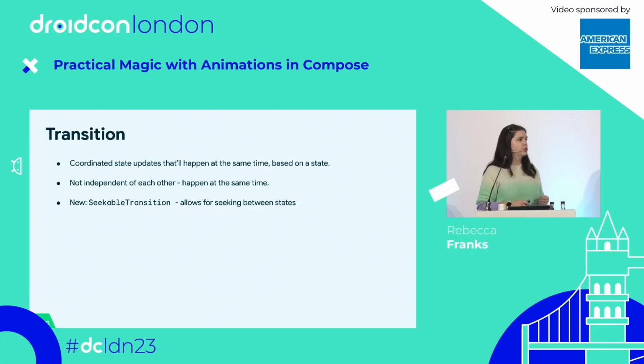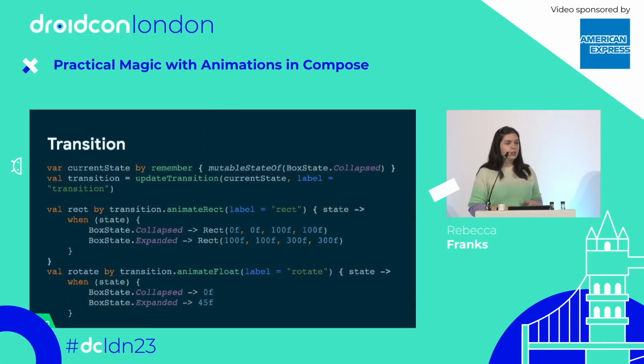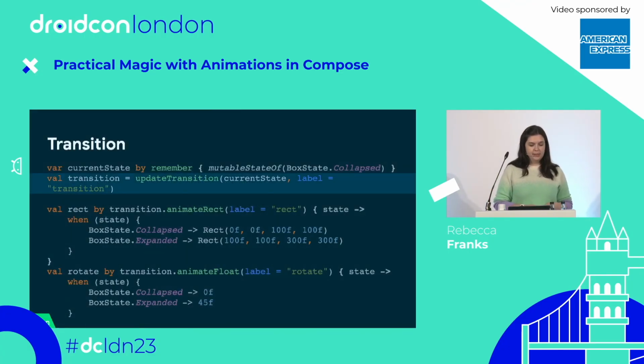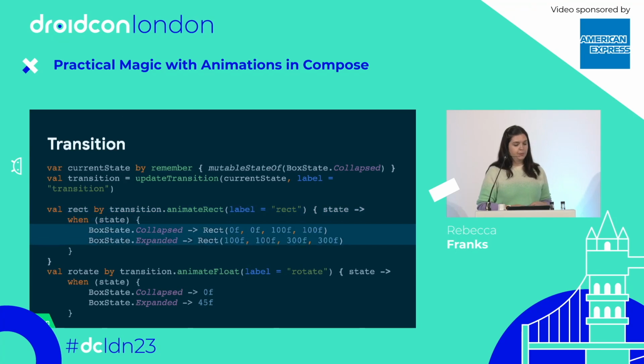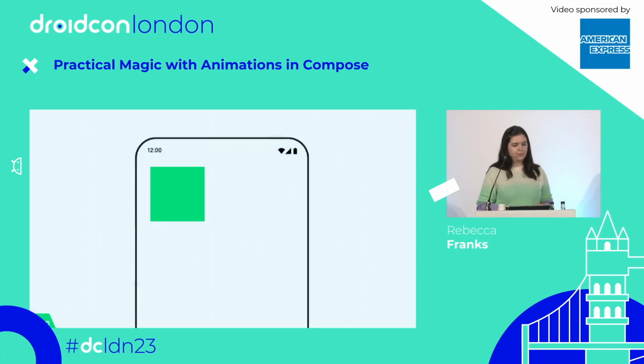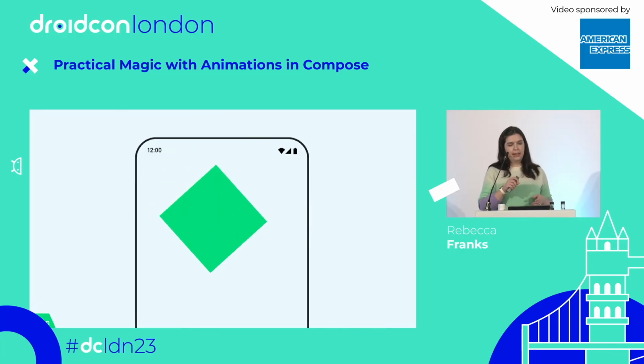Another option for state changes is to use a transition object. This concept allows for coordinated state updates that happen over time. So a quick example of how this works. In this example, we create a transition based on the current state. We then create two properties that will be animated at the same time. The first is the rect size, and the second is the rotation. These will be animated between the two values when the state changes. This would result in the properties being animated at the same time. In this example, the scale and the rotation.